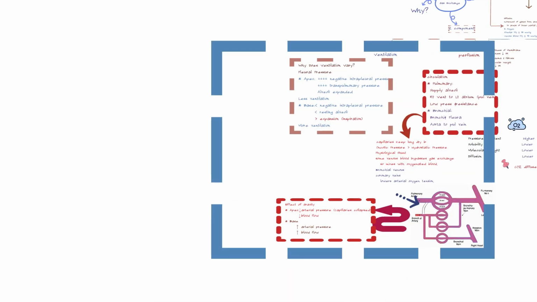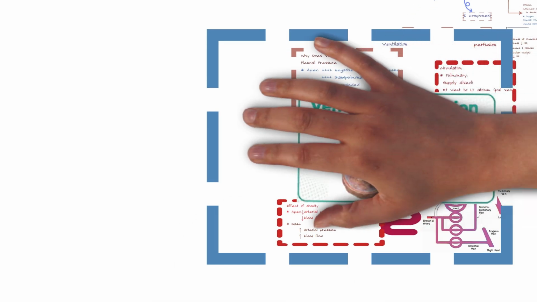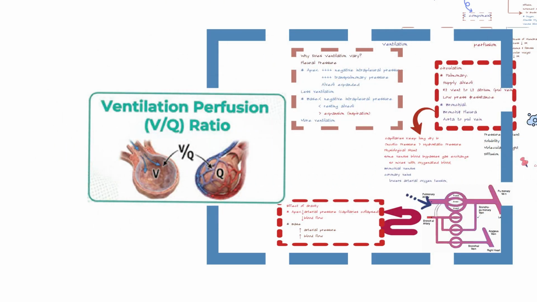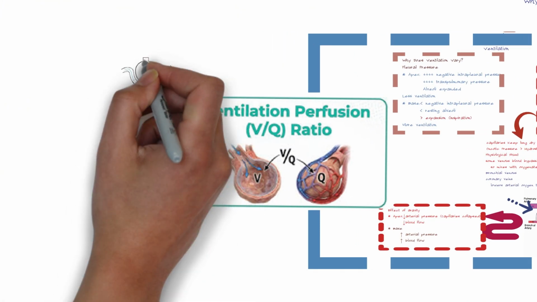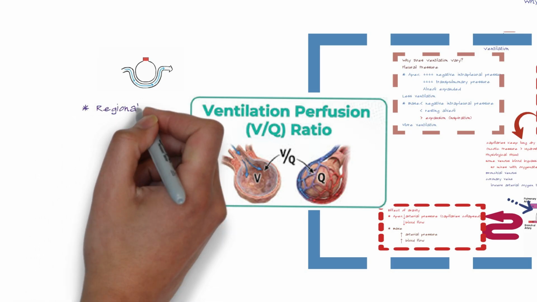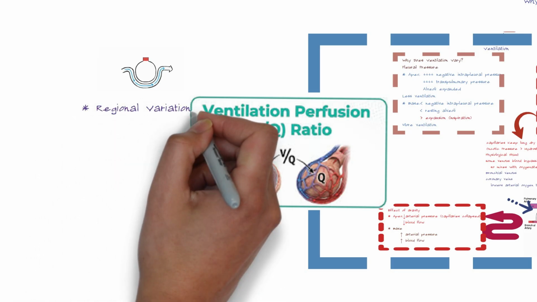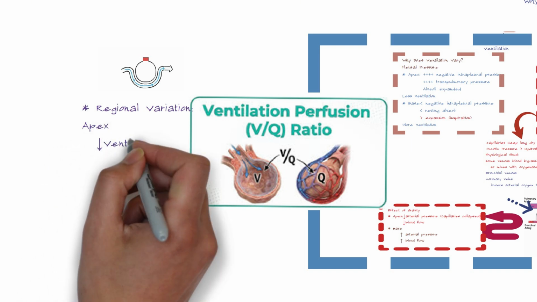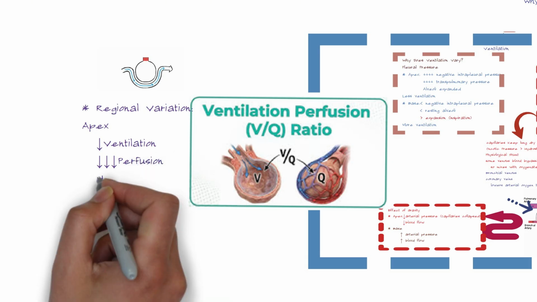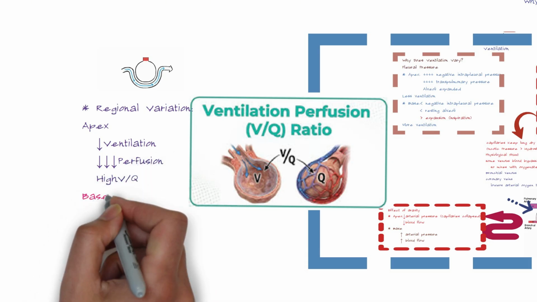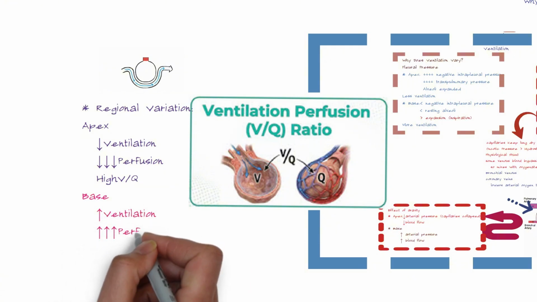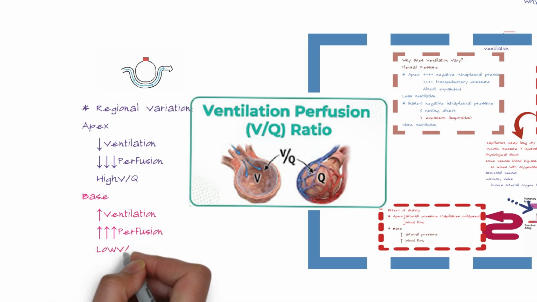Okay, so now let's put perfusion and ventilation together, and this gives us the ventilation perfusion ratio. The ventilation perfusion ratio means that for perfect gas exchange, each ventilation should match each perfusion. At the apex, both the ventilation and perfusion are reduced, but the perfusion decreases more than the ventilation, so the ventilation perfusion ratio becomes higher. At the base, both ventilation and perfusion increase, but the perfusion increases more than ventilation, so the ventilation perfusion ratio becomes lower.